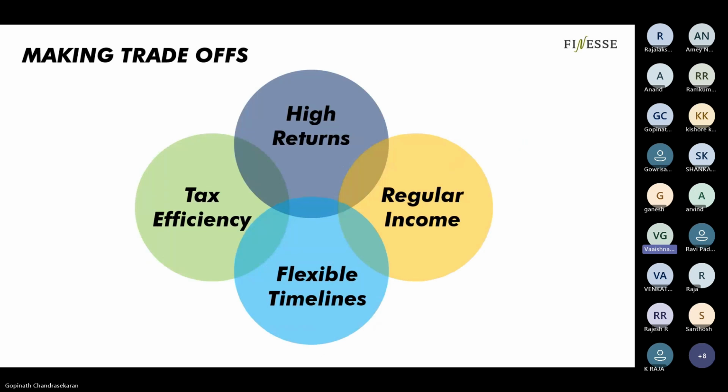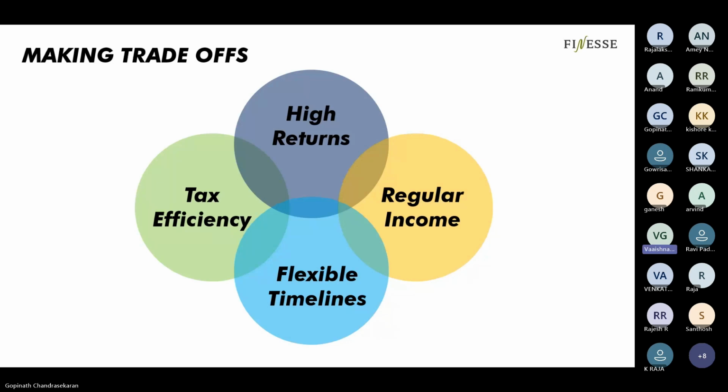So when investing in bonds, the main thing is that we can't expect to make high returns and regular income, and also avail the benefit of tax efficiency and flexible timelines all in the same go. So there must be a sort of trade-off on the part of the investors. If you are making any investments which offer you high returns and also regular income, it might not have any flexible timelines.